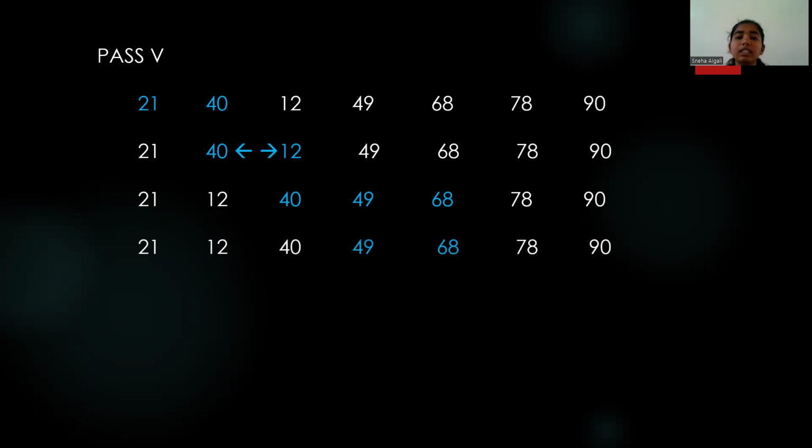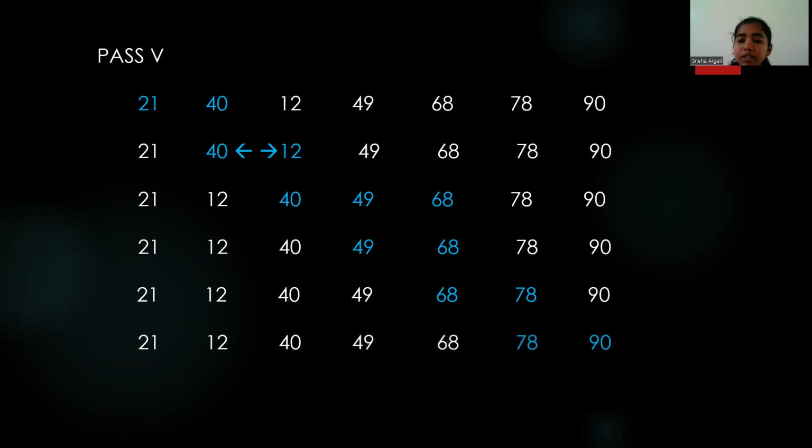Now 49 and 68 are compared. 49 is less than 68, the condition is false, so no change in the array. 68 and 78 are compared. 68 is lesser than 78, so there is no need to change the array. Now in the next iteration, we compare 78 and 90. Since 78 is less than 90, there will be no changes in the array.